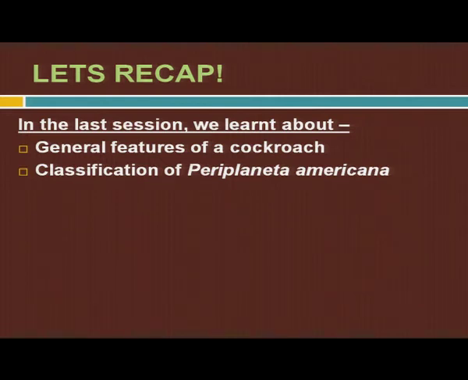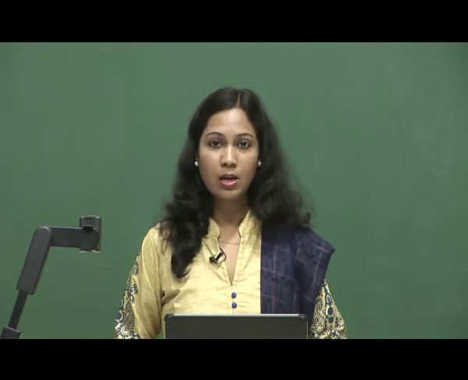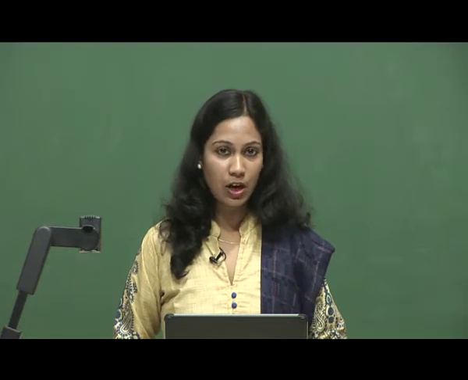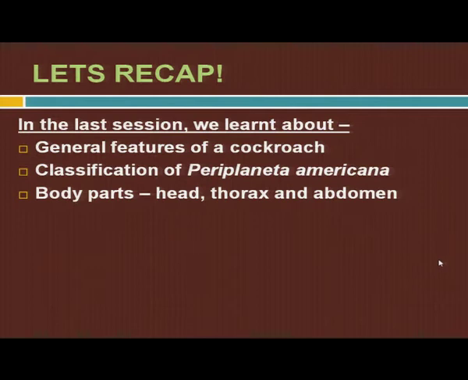We know that there are about 2600 species of cockroach. Among them, the most commonly found in India is the Periplaneta americana, which is commonly known as American cockroach or ship cockroach. We saw the classification that it belongs to phylum Arthropoda, class Insecta, order Orthoptera, genus Periplaneta and species americana. You need to remember the classification whenever you are studying a particular organism.